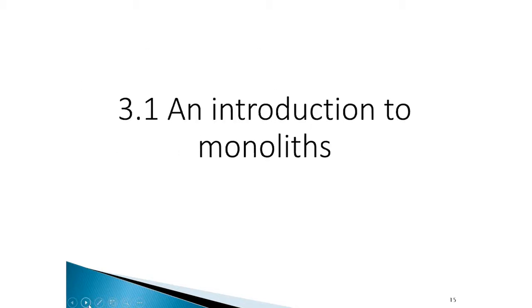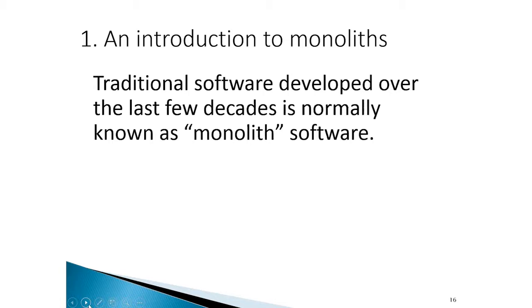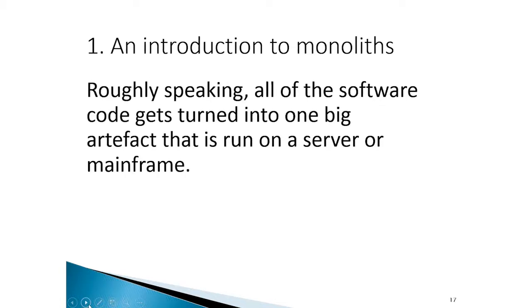So traditional software development over the last few decades is normally known as monolithic software. We're on the next slide at the moment. And if we go to slide 14, the next slide. So roughly speaking, all of the software that gets developed, all the code that comprises a system, more or less gets turned into one big artifact that is run on a server or a mainframe.